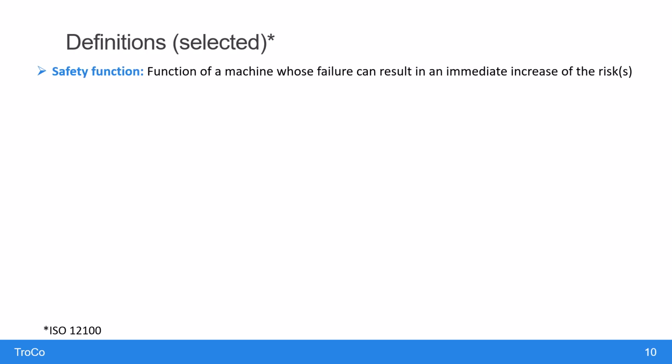On this slide, we begin with the definition of safety function, one of the most important concepts in machine safety. A safety function is defined as a function of a machine whose failure can result in an immediate increase in risk. It's important to note that the definition of safety function in ISO 12100 is broad. It refers to any function performed by the machine itself, the control system, the operator, or through mechanical design that contributes to risk reduction. In other words, safety function in ISO 12100 is an umbrella term, not limited to control systems alone.